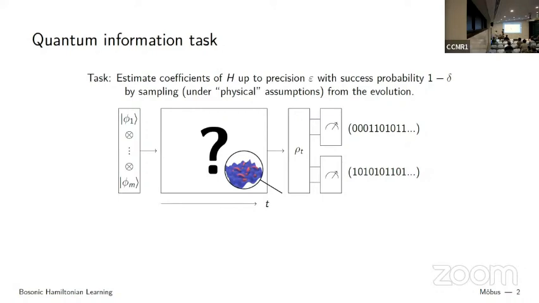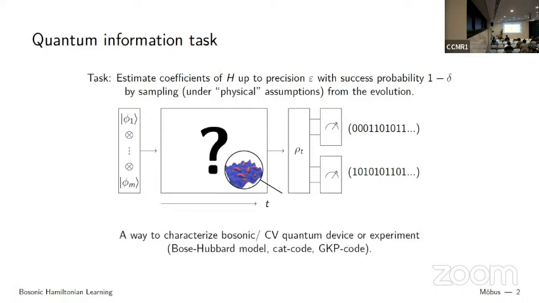So, to shortly repeat: we have some input, we have some black box, we have some output, we have a time we can adapt, and then we want to measure the output state and get some data. And from the data, we want to learn the coefficients which define the Hamiltonian. It's called bosonic Hamiltonian learning. So we are in the continuous variable case, or the bosonic system case, and want to learn the Hamiltonian or the coefficients.